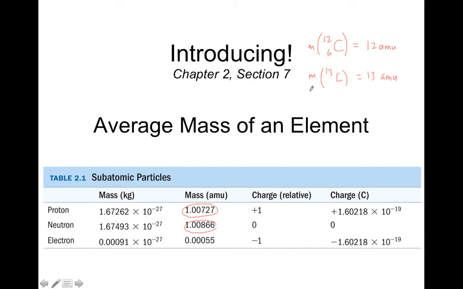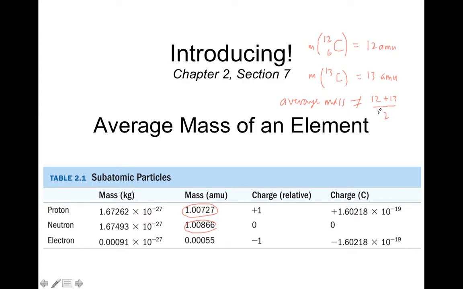Now, it turns out that the average mass of carbon is not 12 plus 13 divided by 2, right? It would be if it was 50-50. If you only had 2 particles, it might be 12 plus 13 divided by 2. But in nature, we've got a bunch of them, right? Moles. Billions of billions of billions.